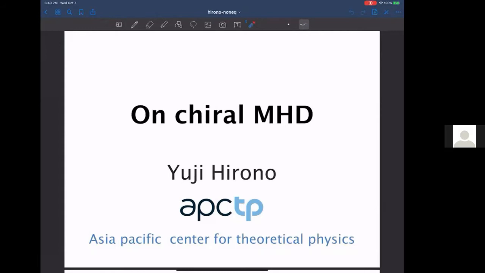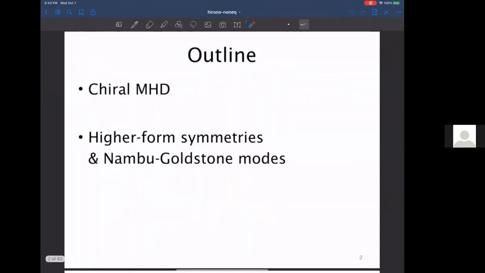So today I'm going to talk about two topics actually. One topic is going to be the chiral magnetohydrodynamics. I'm talking about this because this is a requested title from the organizers, and I kind of try to fit in the program of the workshops. Maybe this is a tendency of Japanese people, but first I'm going to talk about Chiral MHD. And second, in the second part, I'm going to talk about something called higher form symmetries and associated Nambu-Goldstone modes. Apparently, at first sight, those two topics look irrelevant. But actually, there's an interesting connection, and the connection is going to become apparent in the course of the talk. So let's just start.